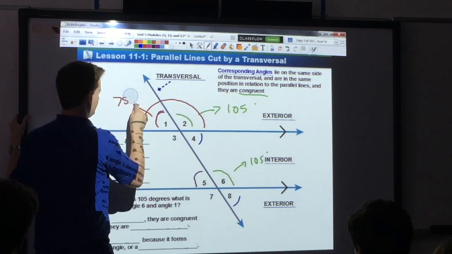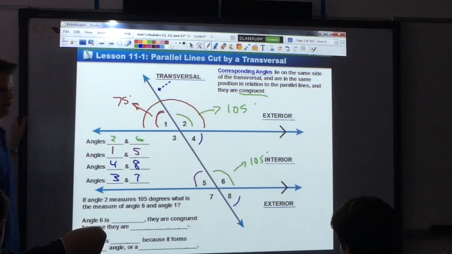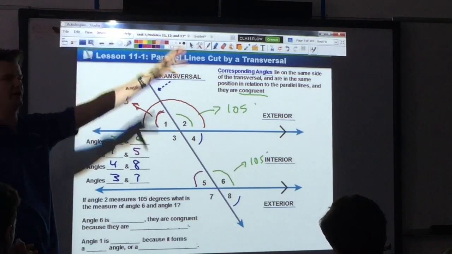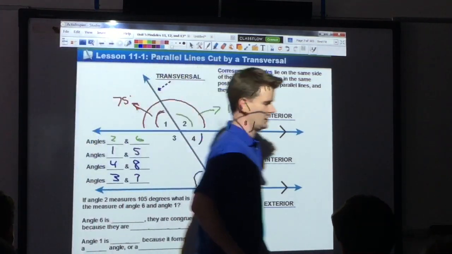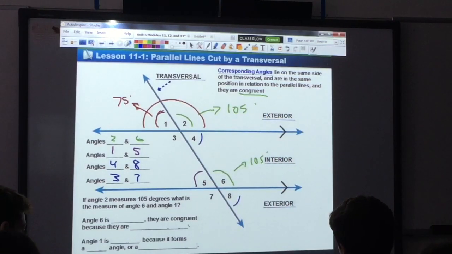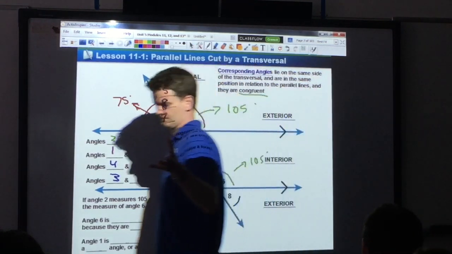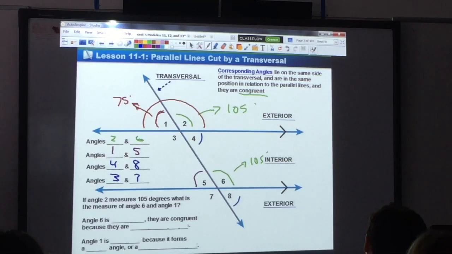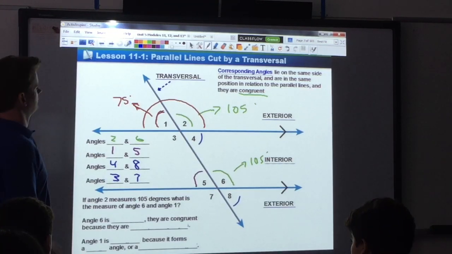Anybody care to venture why it's 75 degrees? Not enough for me just to write it up; you have to know why it's 75 degrees. Calco, he had his hand up first. Calco, why is it 75 degrees? Because the line has to be equal to 180, so you have to subtract 105 from 180 and it will give you 75 degrees.